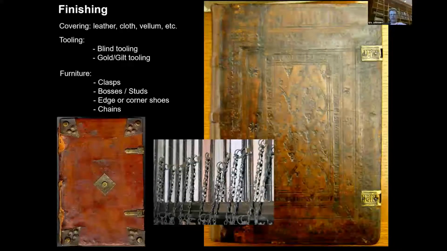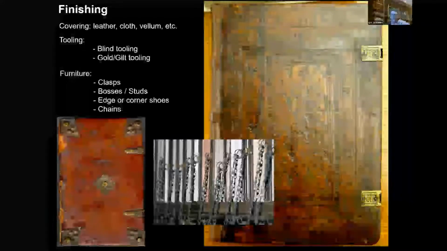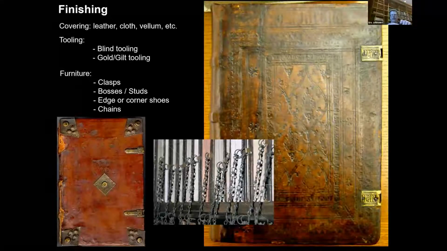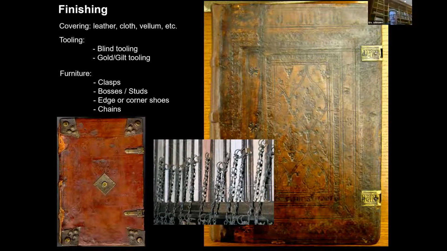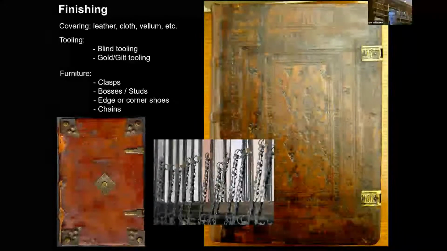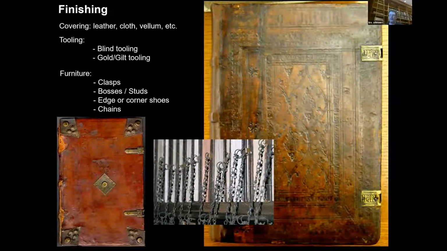If you look at the image on the bottom left here, you're going to see right in the center what's called a boss or a stud. And at the corners, you're going to see what are called edge or corner shoes. These are metal devices that are added to the book. They're often very decorative, but in this case, what they principally do is they protect the covers of the book and the leather in this case from being abraded as you lay it open on a lectern or on a desk.